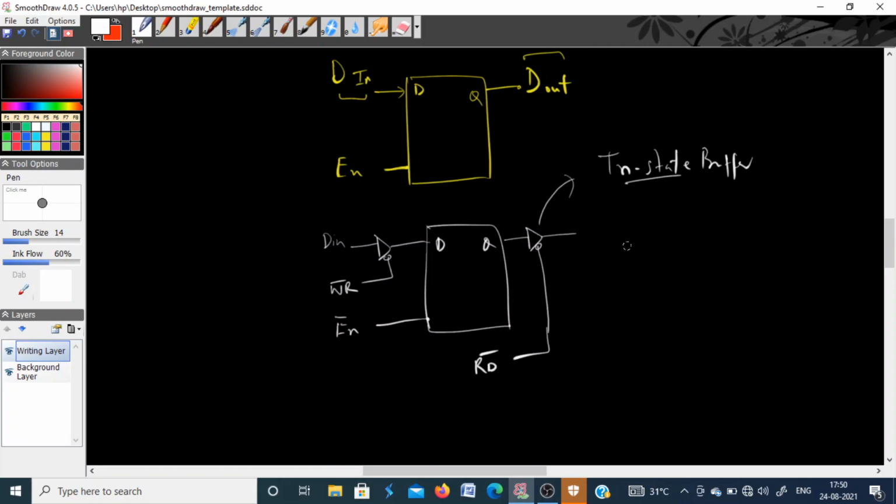A tri-state buffer is basically a logic device which has 3 logic states, as the name itself suggests. Normally in digital circuits we have 2 states, either logic 0 or logic 1. But tri-state devices have 3 states: logic 0, logic 1, and what is called the high impedance state.